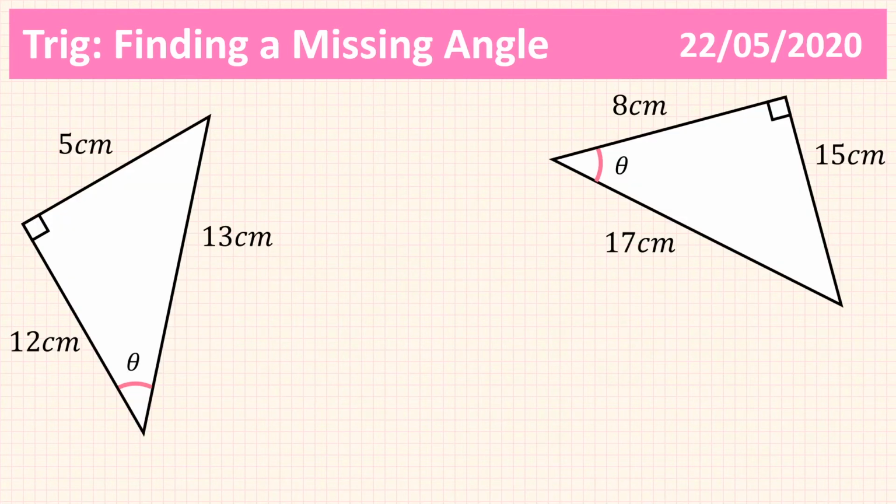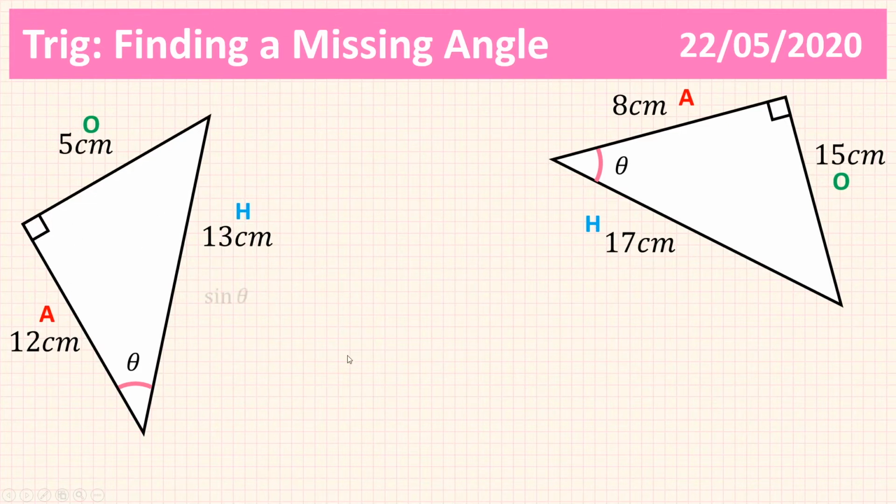Here's 2 questions for you to try. All I would like you to do is first label the triangle. So pause the video and label the triangles, please. Okay, so you've done that and I'll help you label them. So there's my hypotenuse on this right hand triangle, opposite, adjacent, hypotenuse, opposite, adjacent.